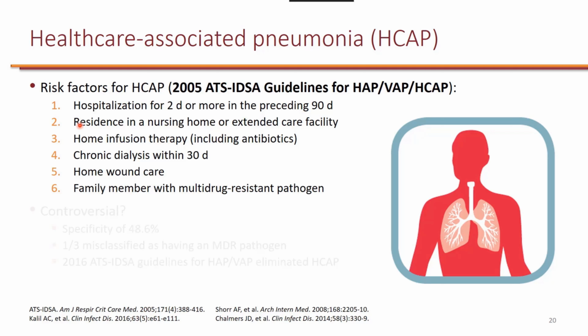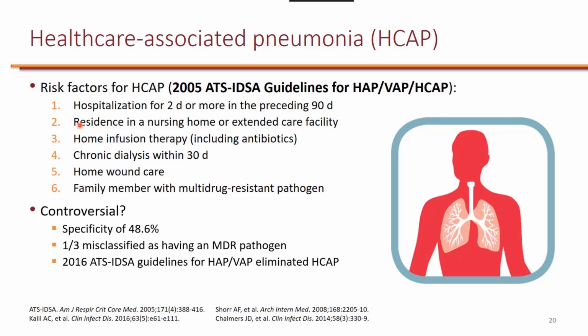Now, the issue with this is that it's controversial because at least one study shows that specificity of these criteria was about 48 to 49%, and 1 out of 3 patients were misclassified as having multi-drug resistant pathogen. So really, it leads to over-treatment of patients, and that's not good because over-treatment can also have toxicities and selection for more resistant organisms.